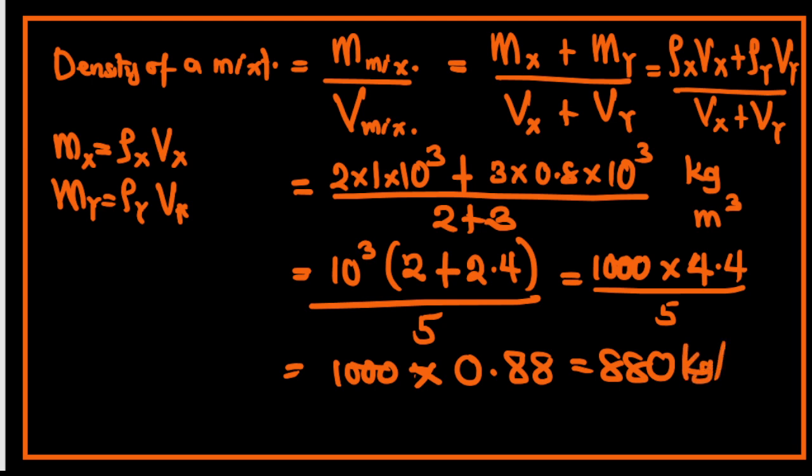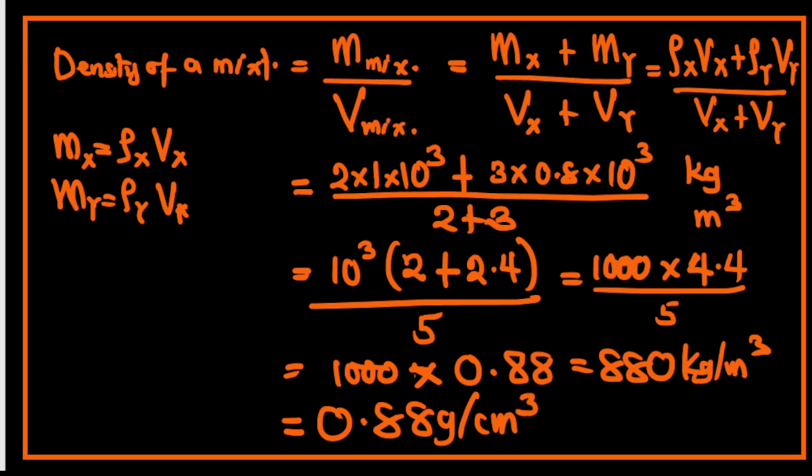kilogram per meter cube. Convert it to gram per cm cube by dividing by 1000. That's 0.88 gram per cm cube. You can now get the relative density, and I told you already that density of a substance in gram per cm cube is also going to mean the RD. It's going to give you the exact result of the RD. So this is what you have there. This is me showing the solution explicitly.